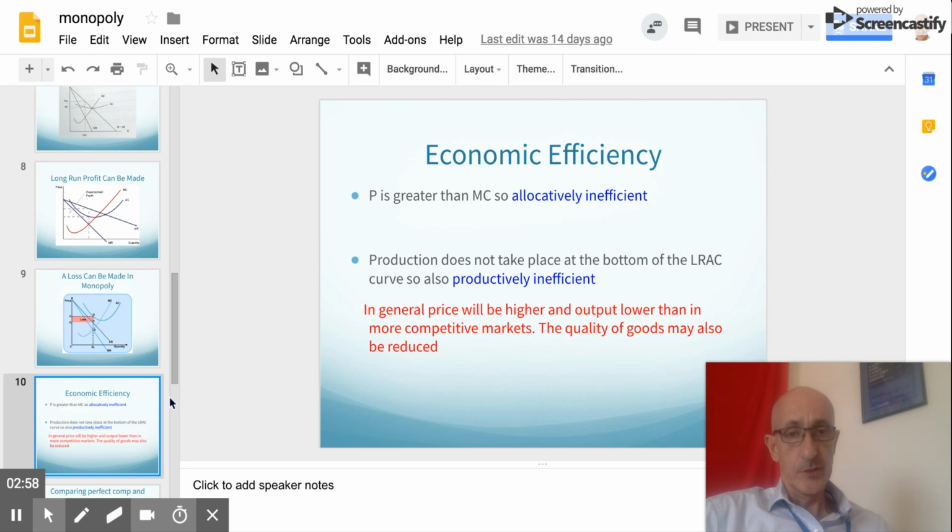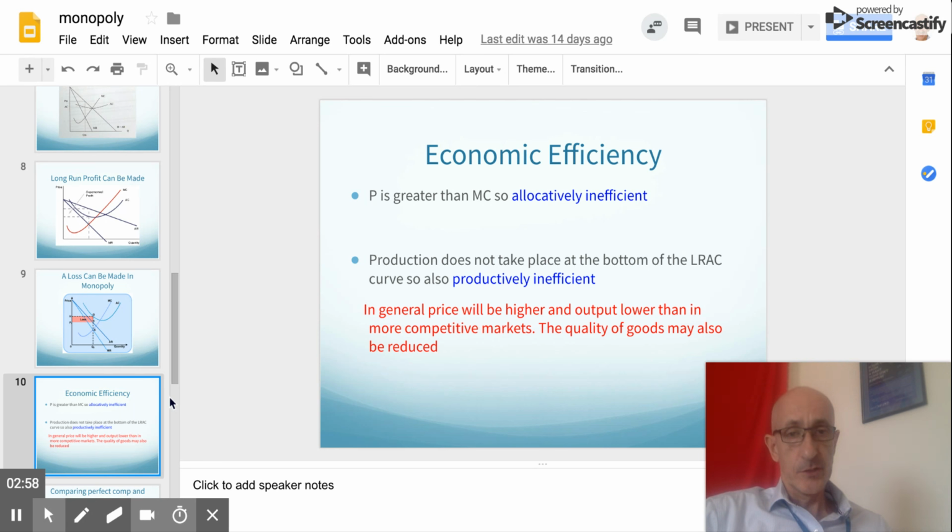So if we go back to that diagram, we can see here when long run abnormal profits are being made, the price, which is shown at this point here on the diagram, at that level of output, is larger than the marginal cost. The marginal cost here is the point where the quantity line cuts the marginal cost curve. It's not marked on the diagram, but if I trace the cursor across, that would be the marginal cost at this particular level of output, and the price is clearly above it. So in terms of economic efficiency, price is greater than marginal cost.